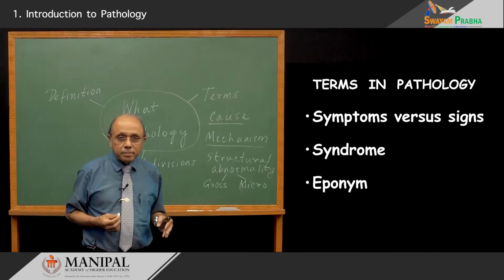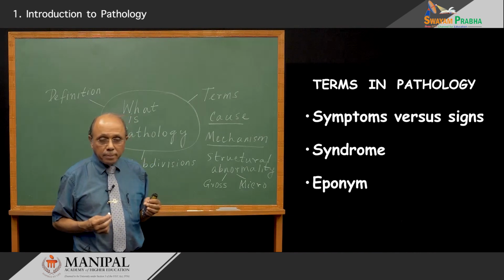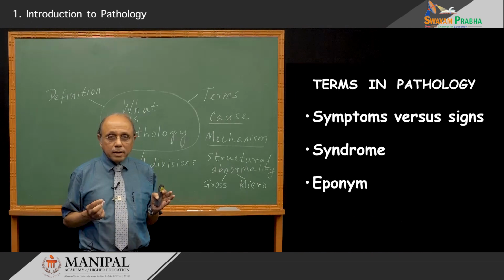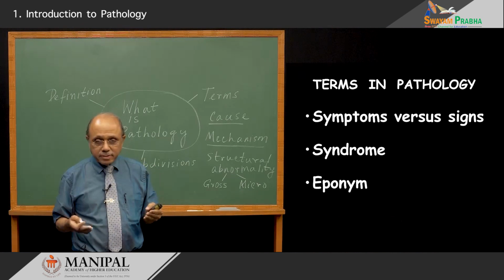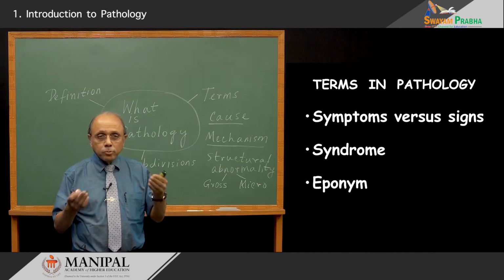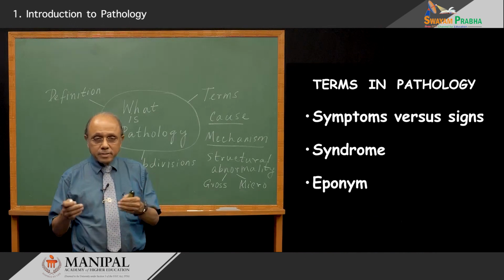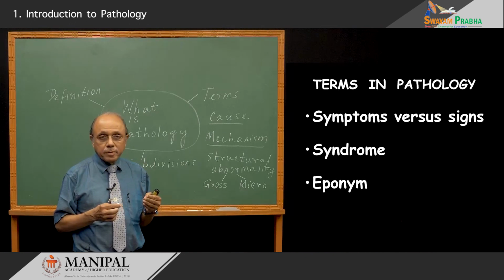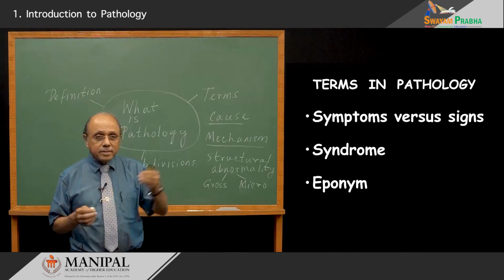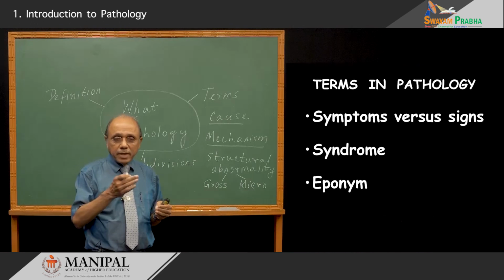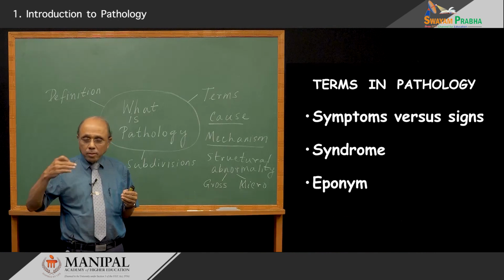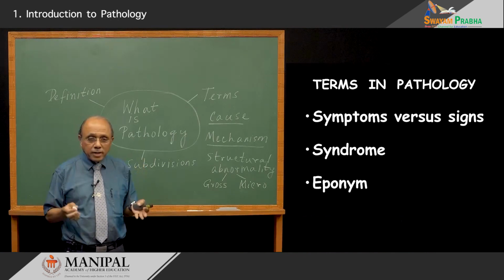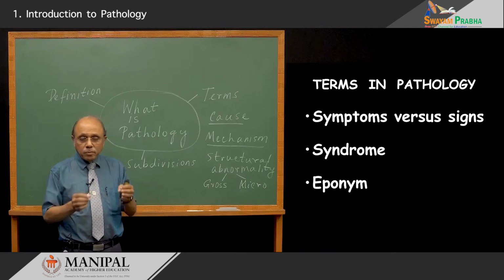Another word that you will often encounter is eponym. Eponym simply means named after a person or a place. Philadelphia chromosome, Reed Sternberg cell, Addison's disease. Whenever a name is associated with a disease or a symptom or a sign or a laboratory finding, we use the word eponym. So, eponym simply means named after.